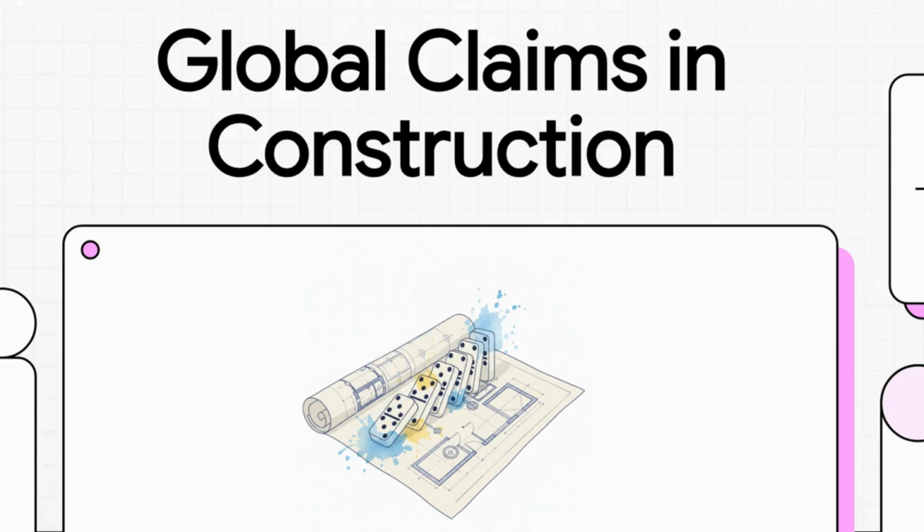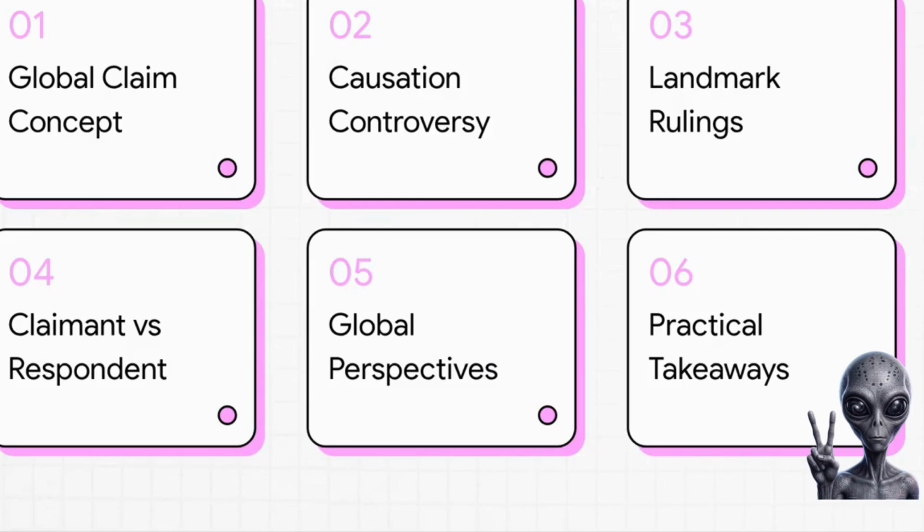We're breaking down one of the most complex, debated, and frankly controversial legal mechanisms in the entire industry, the global claim. All right, let's take a quick look at our roadmap for today. We'll be covering 1. The global claim concept, 2. The causation controversy, 3. Landmark rulings and principles, 4. Claimant versus respondent strategies, 5. Global perspectives and trends, and finally, 6. Some practical takeaways for your projects.